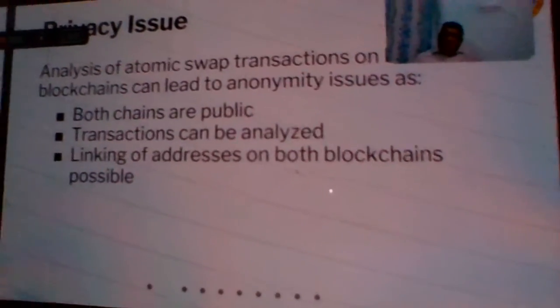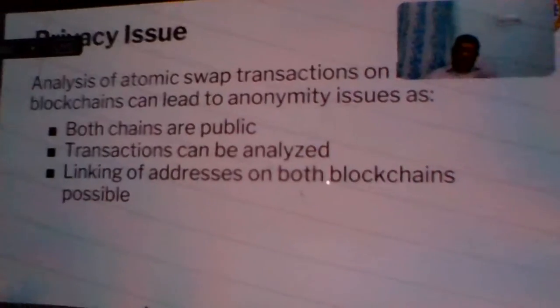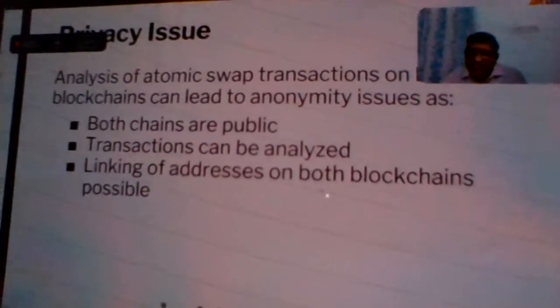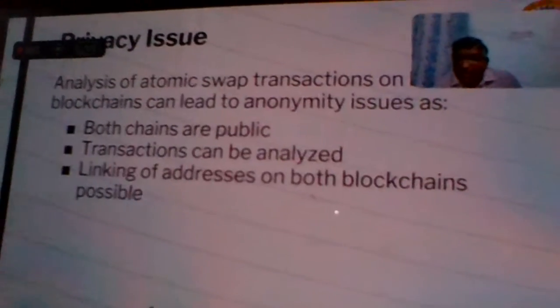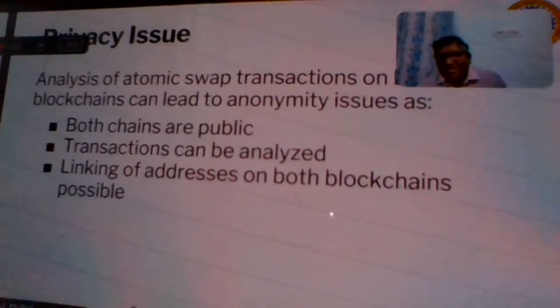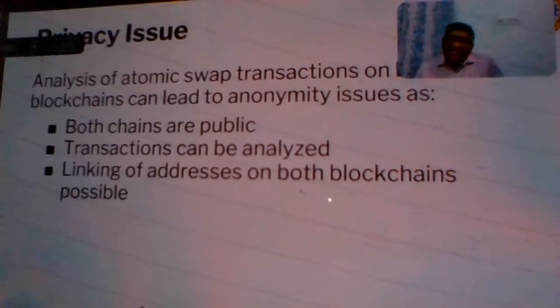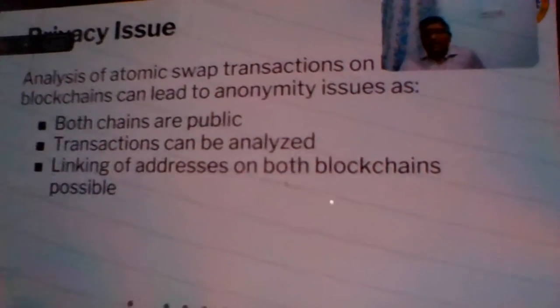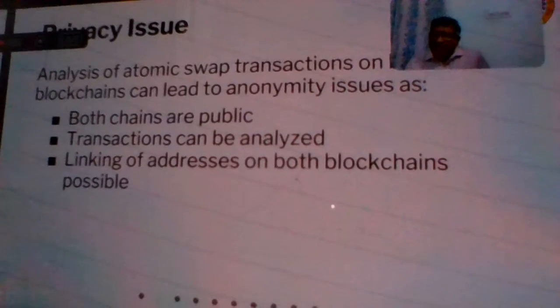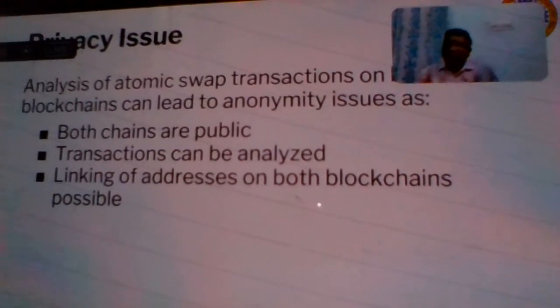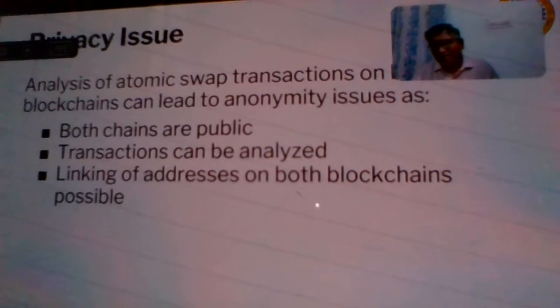Now the interesting part of this whole episode is that we have successfully made a transaction. Now the point is there is a privacy issue which we are trying to dig out. What is happening is there is an analysis of atomic swap transactions on both blockchains. The only thing is there is a script, and the script can be easily identified from the transaction.